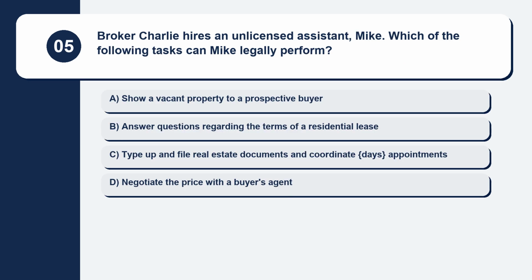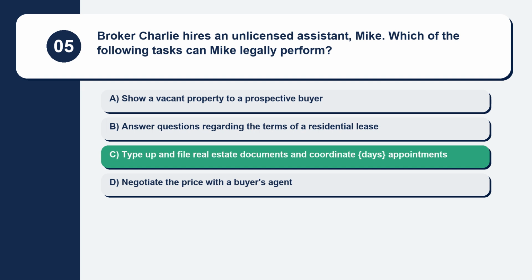Question 5. Broker Charlie hires an unlicensed assistant, Mike. Which of the following tasks can Mike legally perform? Here are your options. Option A, show a vacant property to a prospective buyer. Option B, answer questions regarding the terms of a residential lease. Option C, type up and file real estate documents and coordinate days appointments. Option D, negotiate the price with a buyer's agent. The correct answer is option C, type up and file real estate documents and coordinate days appointments.